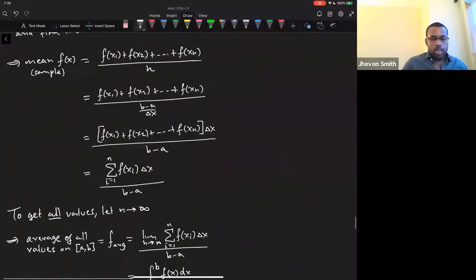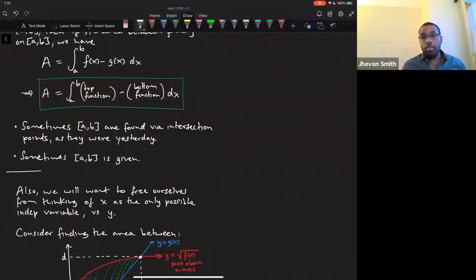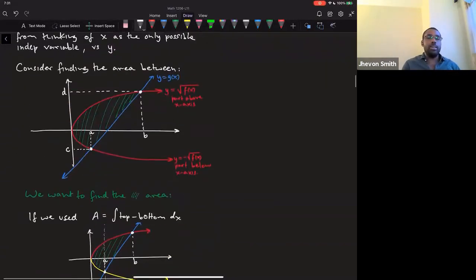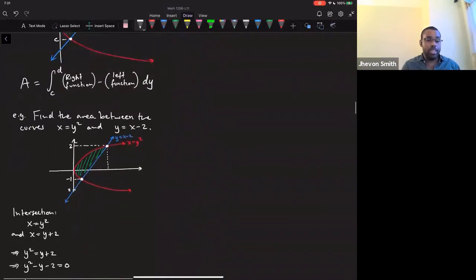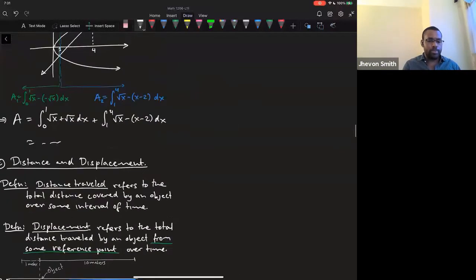So those are all the other applications I wanted to talk about. In terms of areas, we have the top minus bottom idea, and that's the one I'm going to test you on. However, I just want you to start appreciating the fact that not everything is top and bottom. Some things are left and right. And when you get to calculus 3, it's not only going to be top and bottom and left and right either. You're going to have all sorts of directions to contend with. So you can tilt your head to the side and think of things in terms of y rather than in terms of x. There are cases where it might make your life easier, where we can do one integral as opposed to having to do two integrals.